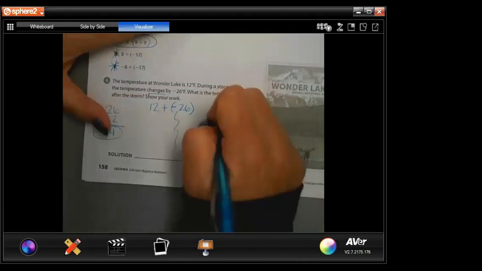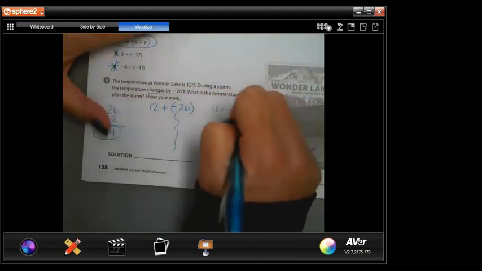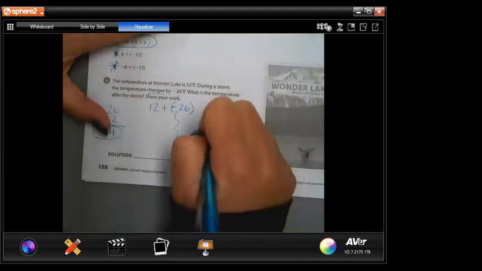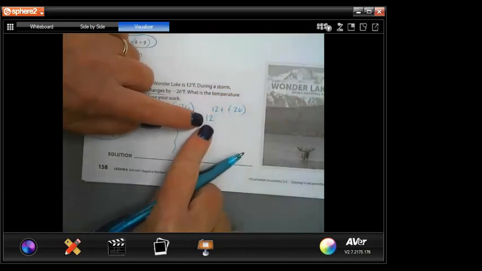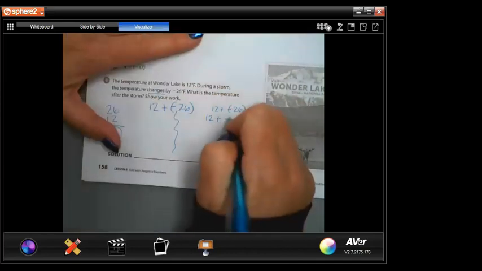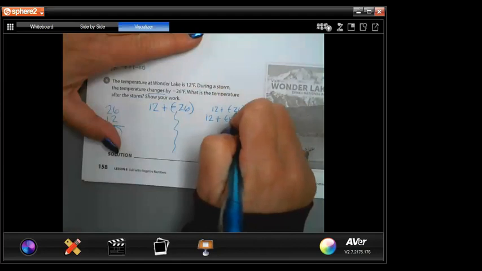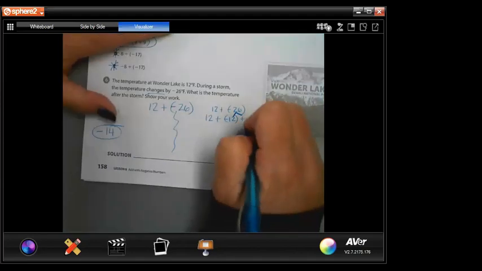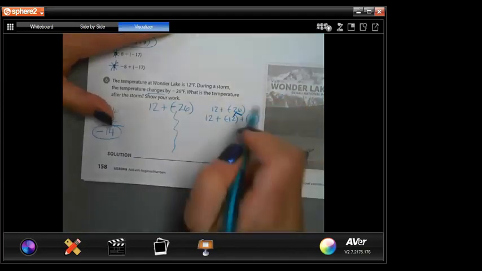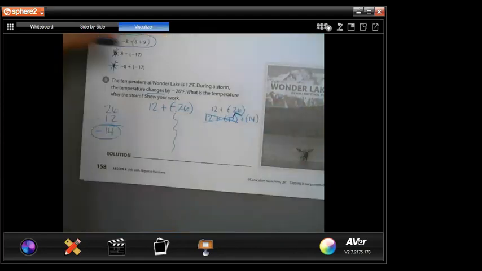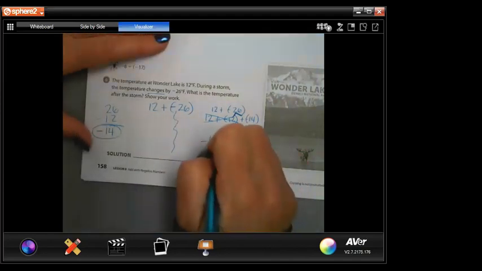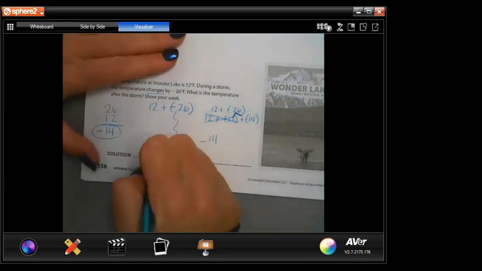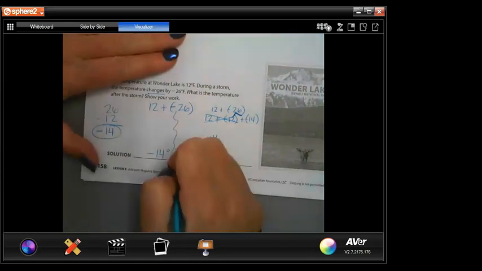Or if you have 12 plus negative 26, if we want to zero out the 12, we would need to add a negative 12 to that. So now we're breaking negative 26 into 2 parts, a negative 12 plus a negative 14. So these zero out, leaving me with just a negative 14. So our answer is negative 14 degrees Fahrenheit.